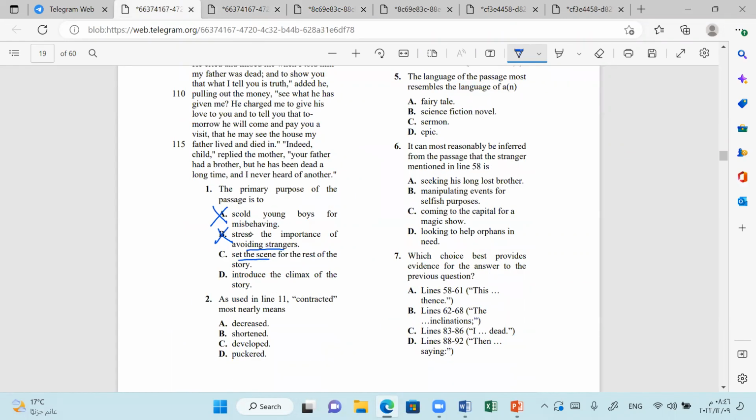Okay, so let's see. Set the scene. This is introducing the rest of the story. To set up or set the scene means to introduce. Another option says the climax of the story. This has a negative tone: a climax is the point in which the conflict reaches its maximum.